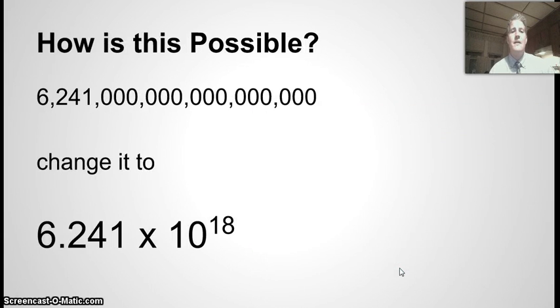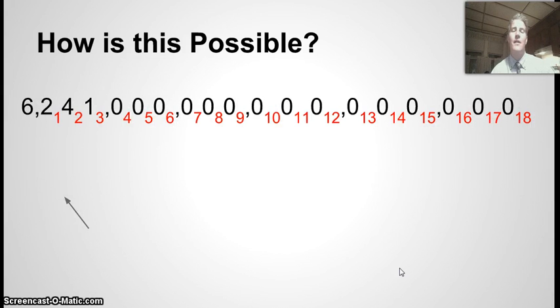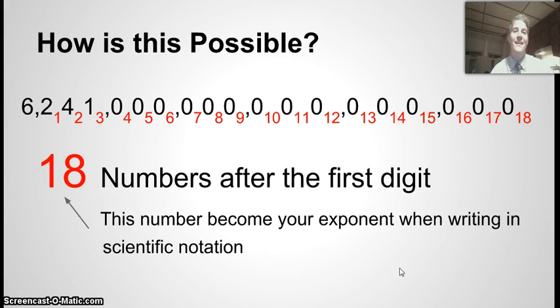The way we do this is, the first thing you want to do is count how many numbers there are to the left of the decimal. In this case, it happens to be 18. You start from the 0 all the way on the right, and you go all the way to the 2, leaving the 6 alone. If we count that, you see that there's 18 spots that we had to move the decimal. That 18 is going to be the exponent when we write it in scientific notation.